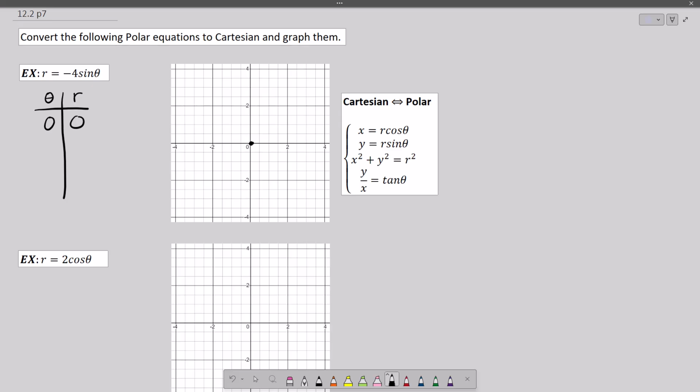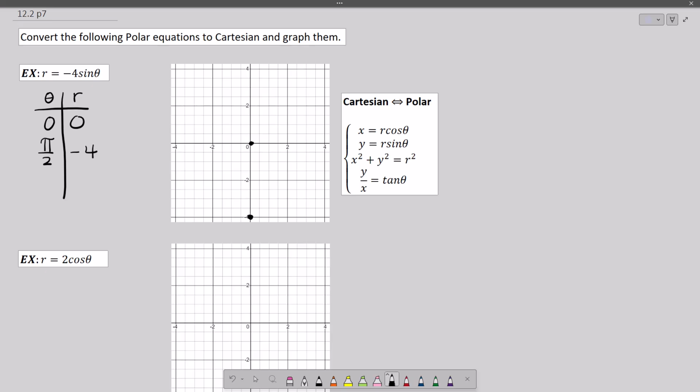Now let's do our rotation. Rotating around, let's go up to pi over 2. Sine of pi over 2 is 1. 1 times negative 4 is negative 4. So at pi over 2, we come up to here. Pi over 2 is pointing north. But then our point is negative 4, so we have to bounce down there.